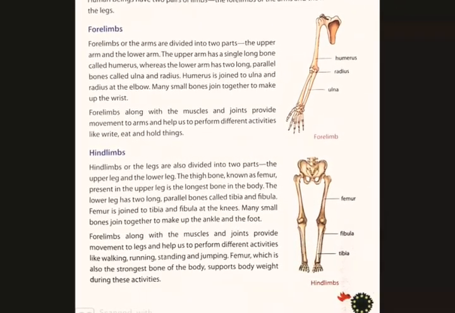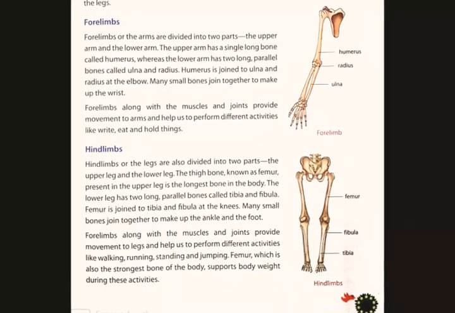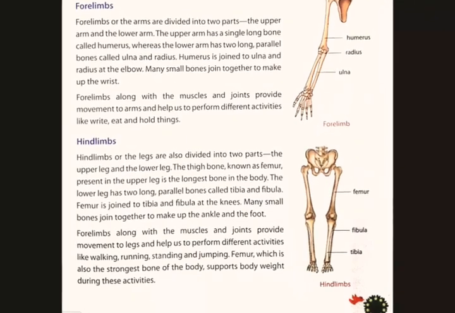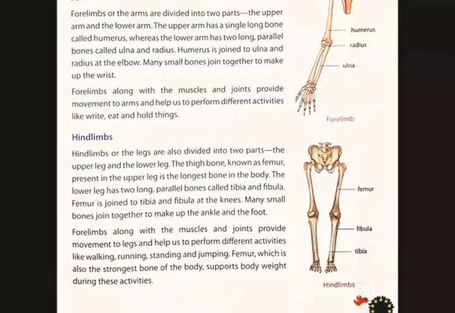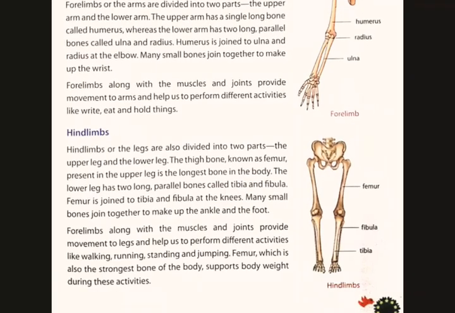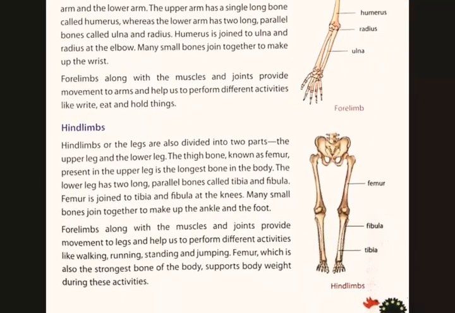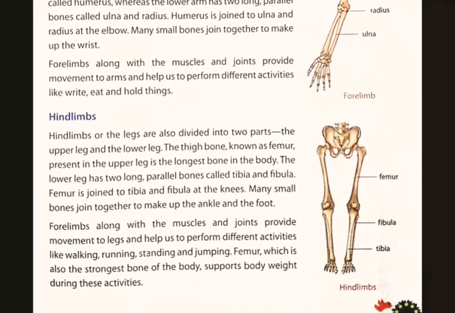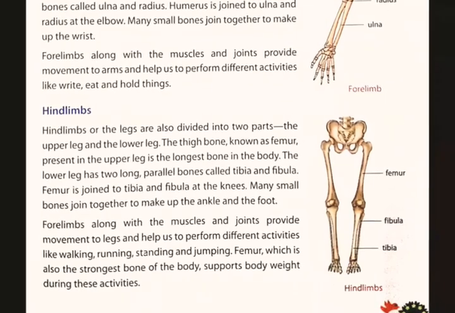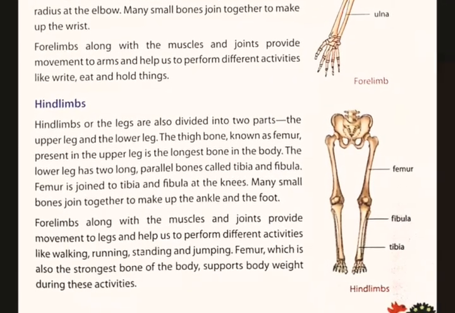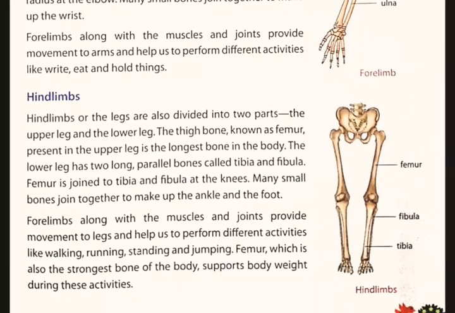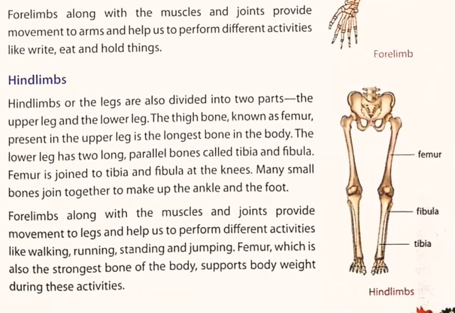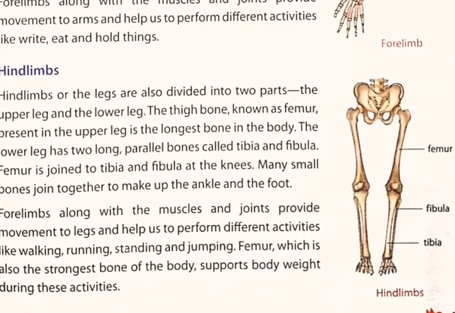Now hind limbs or the legs, whatever you say, along with the muscles and joints help us to move our legs and to perform different activities like to walk, to run, to stand, to jump, to hop, whatever. Okay, and this femur, which is the strongest and the longest bone, helps to support the body weight. Because of this, the body gets the support and can do the different activities.